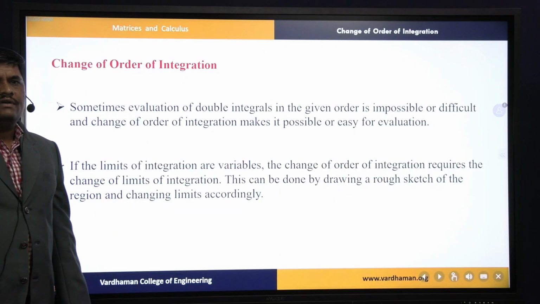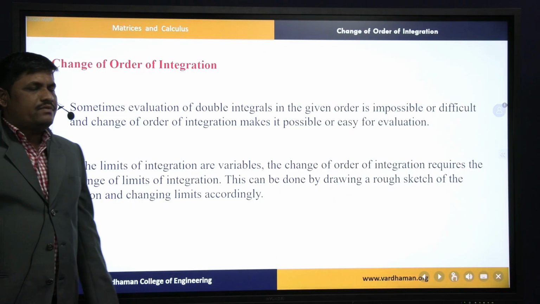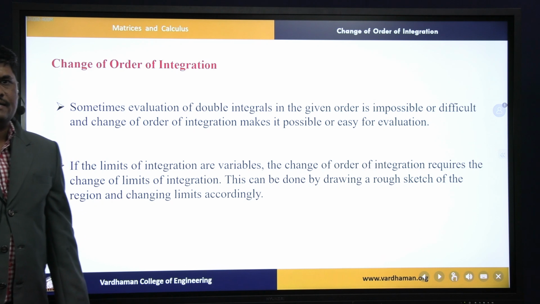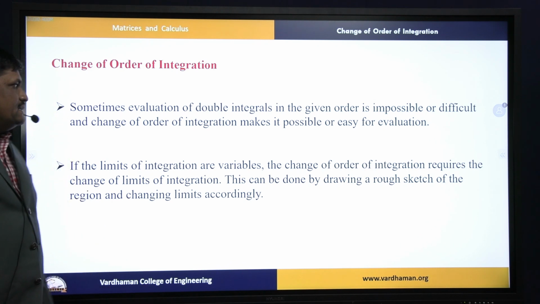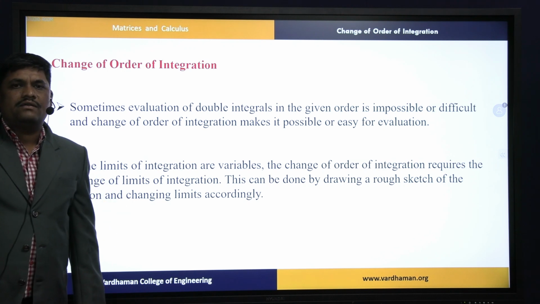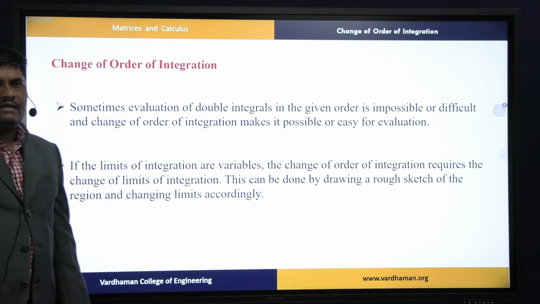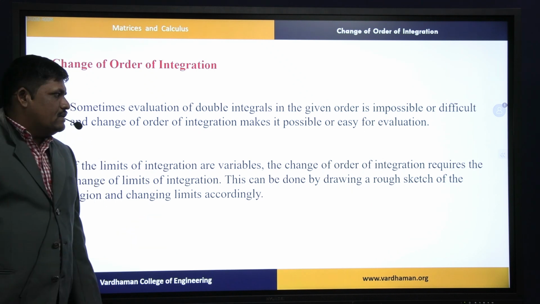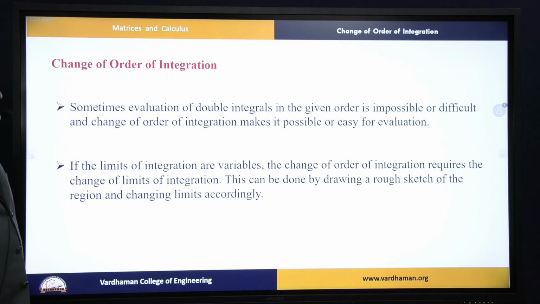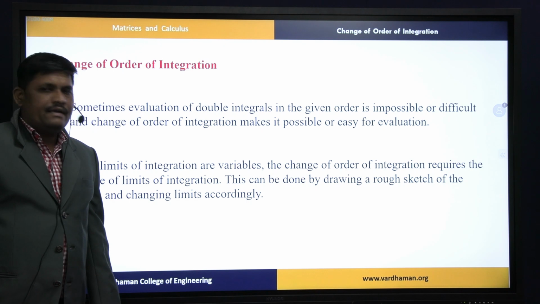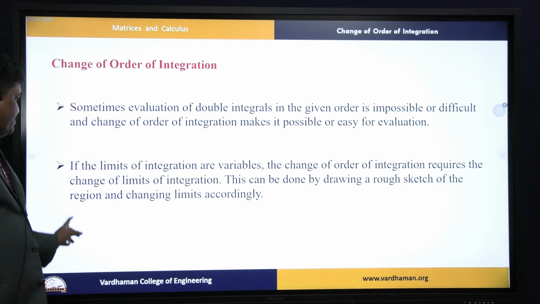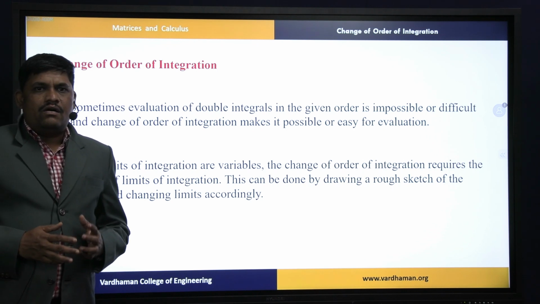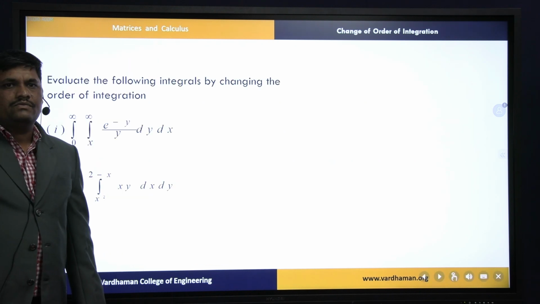How can we do change of order of integration? Sometimes evaluation of a double integral in the given order is impossible, meaning we will find it very difficult to evaluate. In this case, we can adopt the change of order of integration, by which we can evaluate the double integral in an easy way. If the limits are in the integrating variables, the change of order of integration requires the change of limits of integration. This can be done by drawing a rough sketch of the region and changing the limits accordingly. We need some knowledge of drawing graphs. These problems we will discuss on the whiteboard.